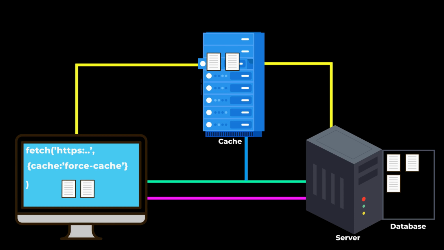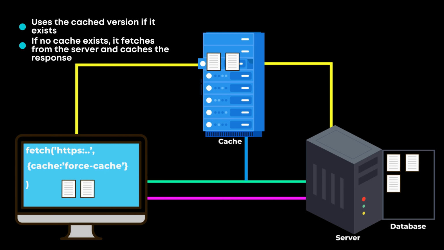And here is the point that you must remember when using this option object. First, it uses the cached version if it exists. If no cache exists, it fetches from the server and caches the response. The cache does not expire unless manually cleared. Remember, this option is a default behavior.